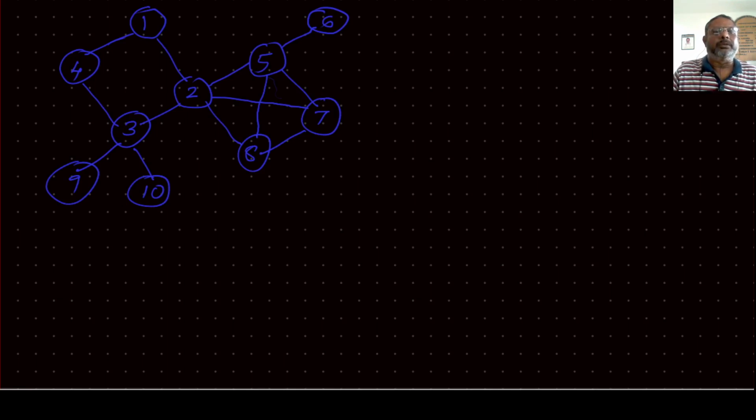1 to 9 means 1 to 2, 2 to 3, 3 to 9. 1 to 4, 4 to 3, 3 to 10 is another path. That way, if you look at it, all the nodes are somehow connected to one another, so that makes one connected component. That means all of them are part of one disjoint set. Now let's see whether anything we can call an articulation point.